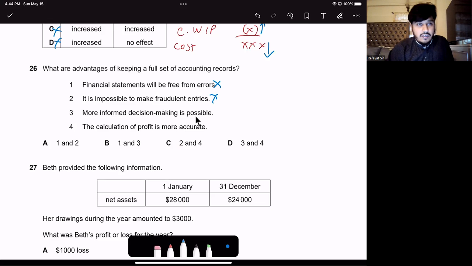More informed decision making, definitely, since everything is properly written. Calculation of profit is more accurate. Yes, more accurate, not error-free, more accurate. 3 and 4 is the answer.